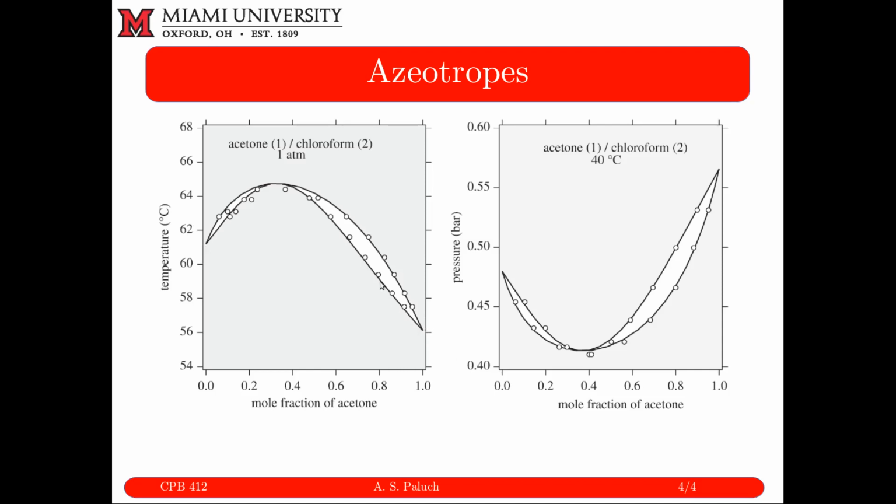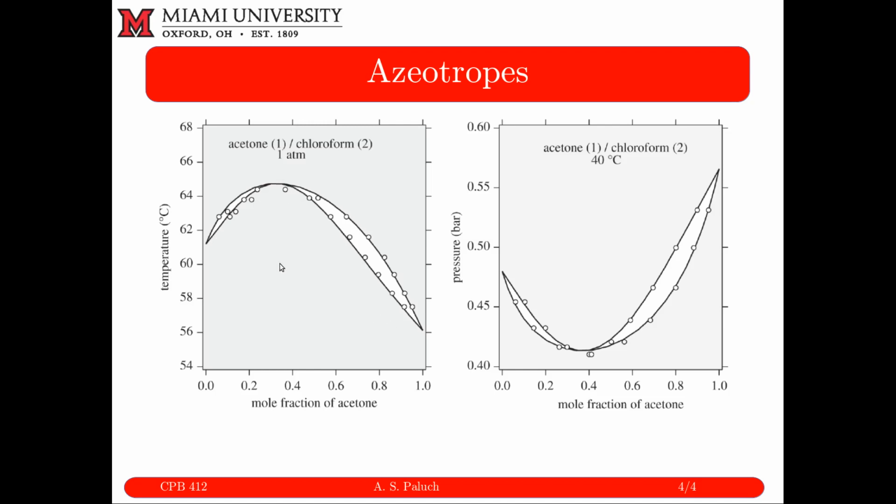Just as before, this is my bubble line, this is my dew line. At my azeotrope, we find that my bubble line and dew line pinch or touch each other. And so at the azeotrope, if I were to take a liquid and heat up to my azeotropic temperature at that composition, I'm going to transition directly from a liquid to a vapor. What we find in this case is that the temperature at my azeotrope is greater than either pure component. It's actually harder to boil that mixture than it is either pure component.